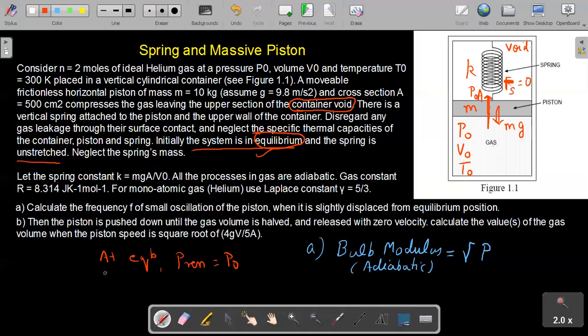So at that moment, bulk modulus at the time of equilibrium, you can write down it is gamma times pressure at that point is P naught, is the bulk modulus. And through elasticity, we know that this bulk modulus can also be written as the change of pressure delta P over change of volume by V with a negative sign.